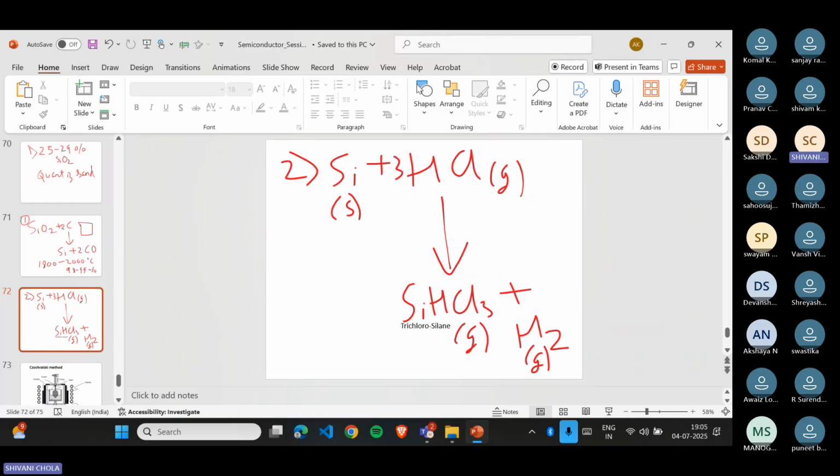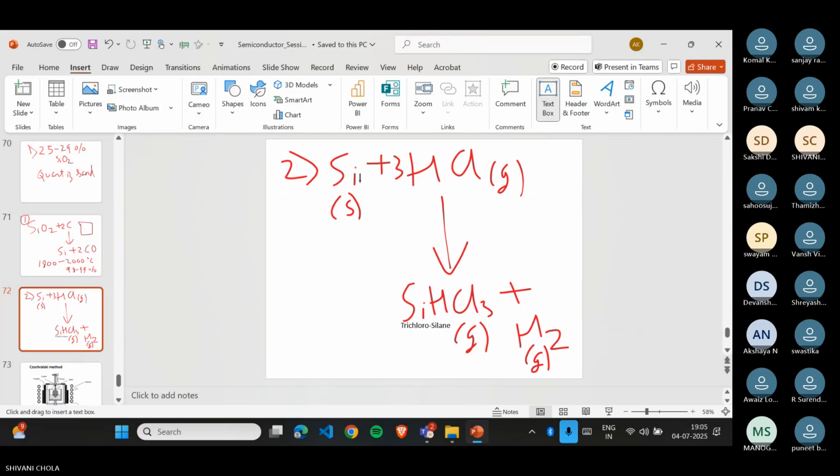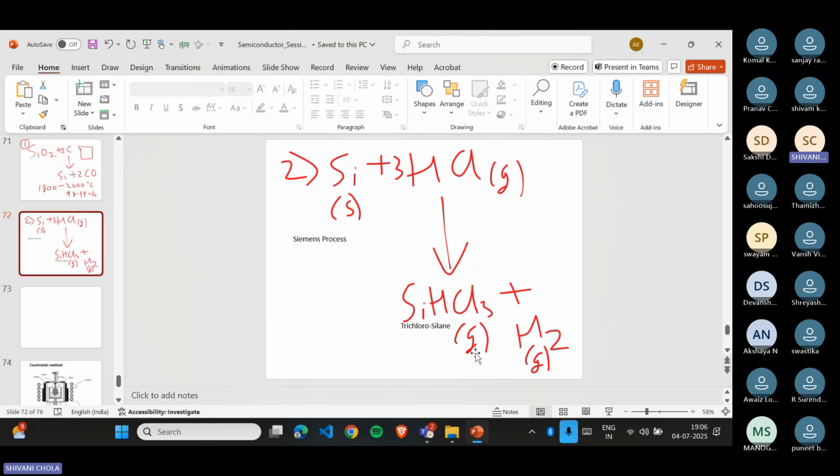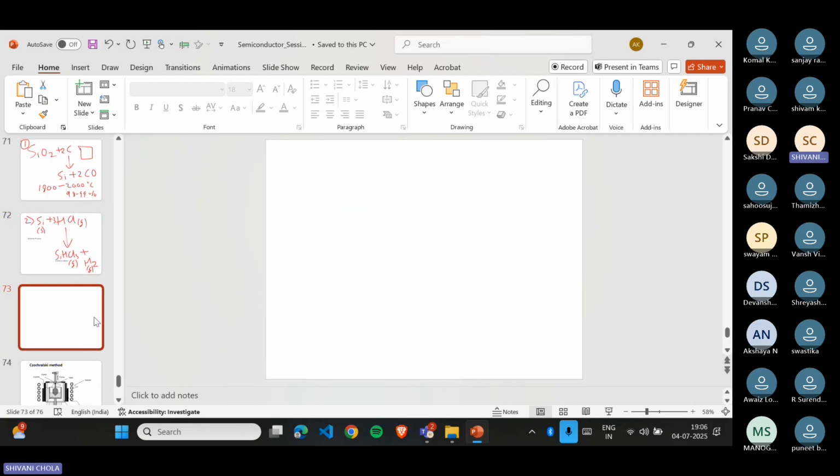And my friend, this process is known as the Simon process. Okay. You get a silicon gas, and actually it's a process like you have a silicon rod, and on that rod you pass HCl gas perpendicular to the rod, and then you get a gas. But we are just looking at the equation side.